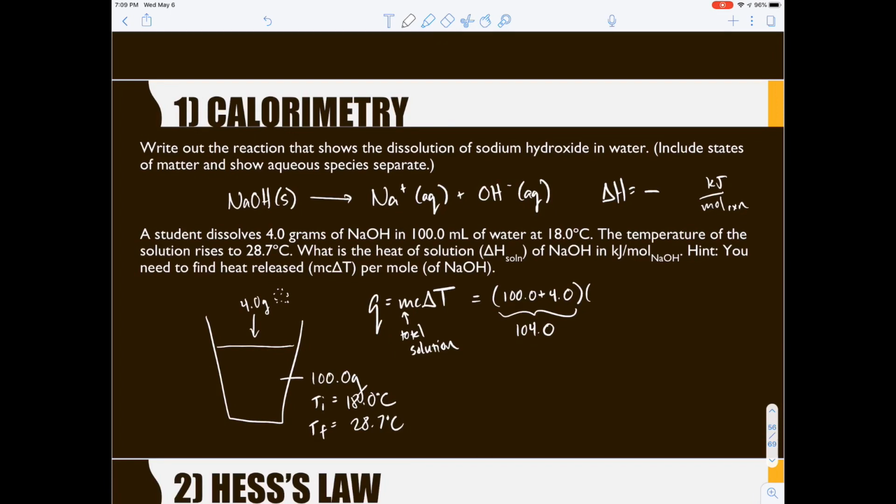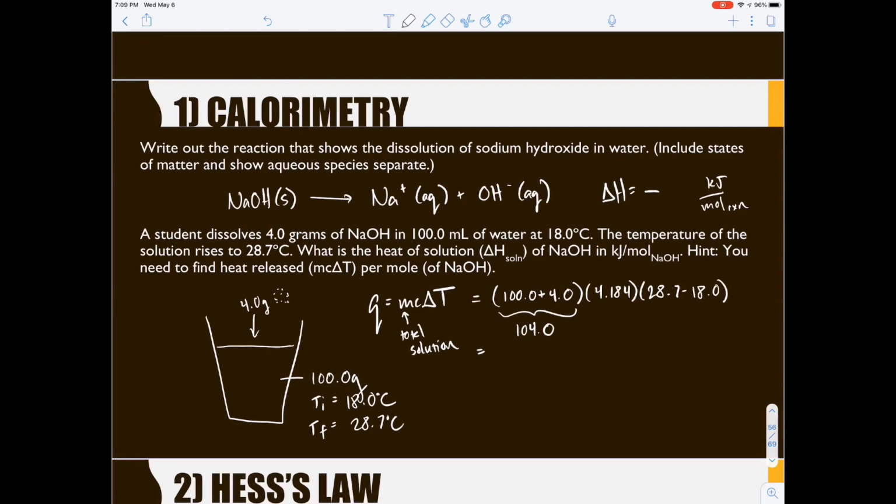Oh gosh. Okay. So the specific heat of water, we're going to assume is the same as the specific heat of the solution, because it's mostly water. It's like 98% water or something. So it's basically the same. Okay. Our change in temperature, we're going to do final minus initial. And with sig figs, we're going to have 10.7, right? Okay. So it's 4,656.